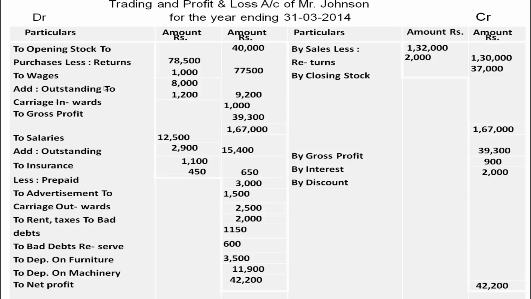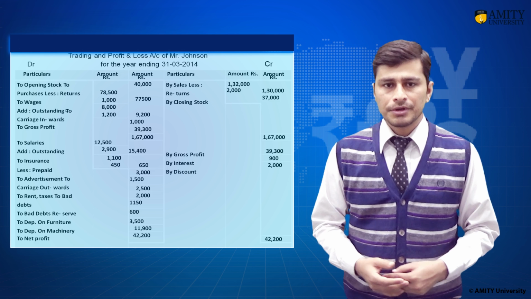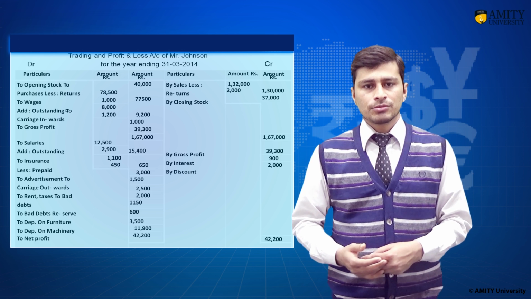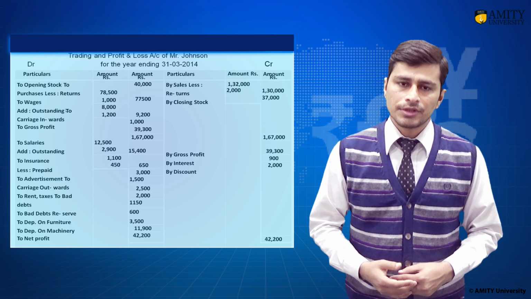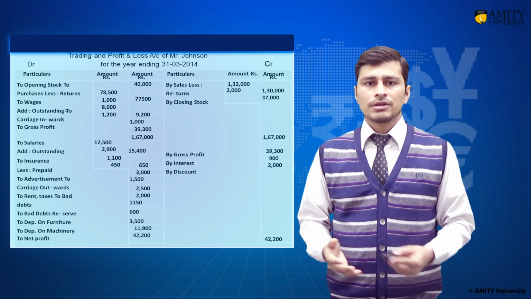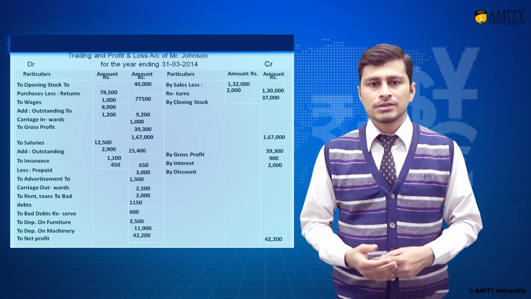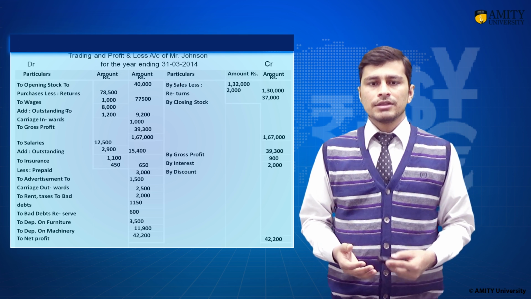So the credit side is greater than the debit side. So that's why 1,67,000 is the credit side. Now we have to balance both sides. So the credit side is greater, so we have to deduct the debit side amount, and we get the gross profit. So in this way we got the gross profit, which is 39,300, and we have to write it on the debit side. So both sides must be balanced. So in this way we get the final answer, which is gross profit is 39,300.